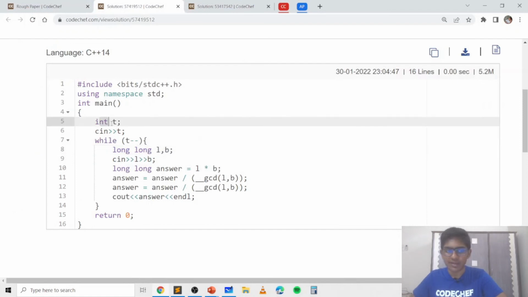In the C++ code, for each test case we will take an L and B. We will set the answer to be L into B, and we'll divide the answer by the GCD of L and B. We'll divide it twice, and we'll print the answer. And this is just another way of saying we are computing L into B divided by GCD of L and B, squared.